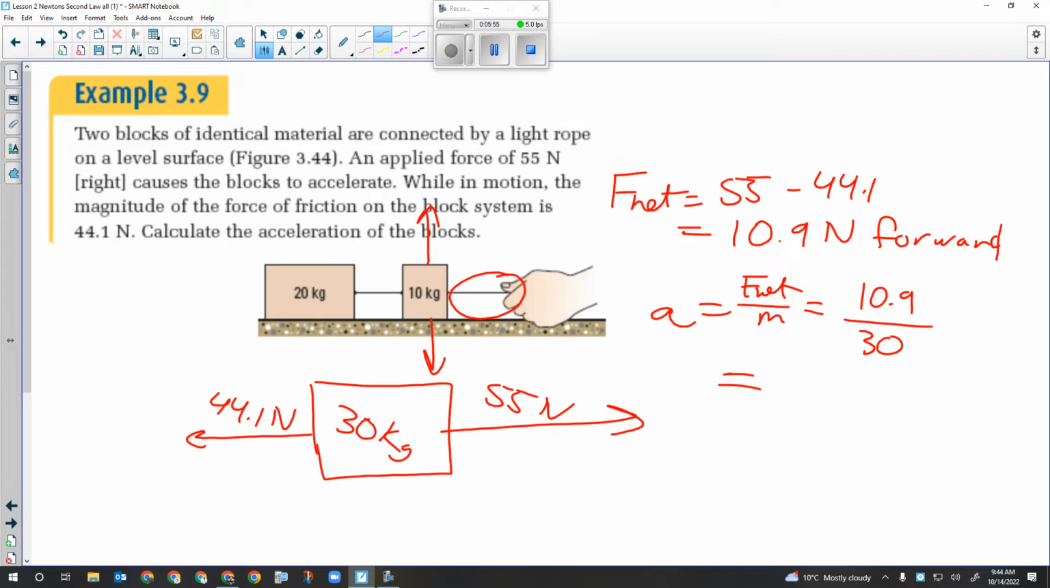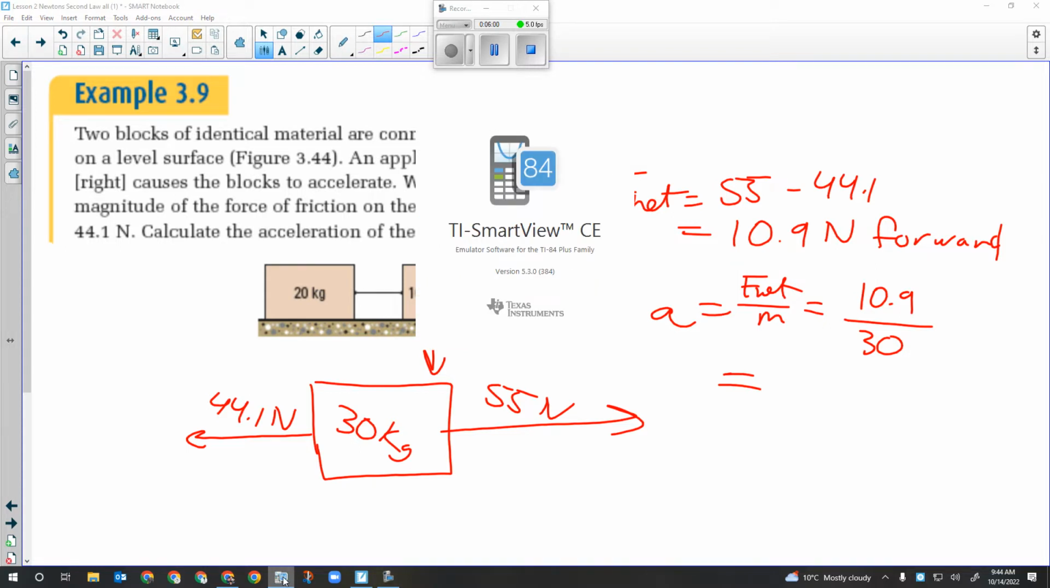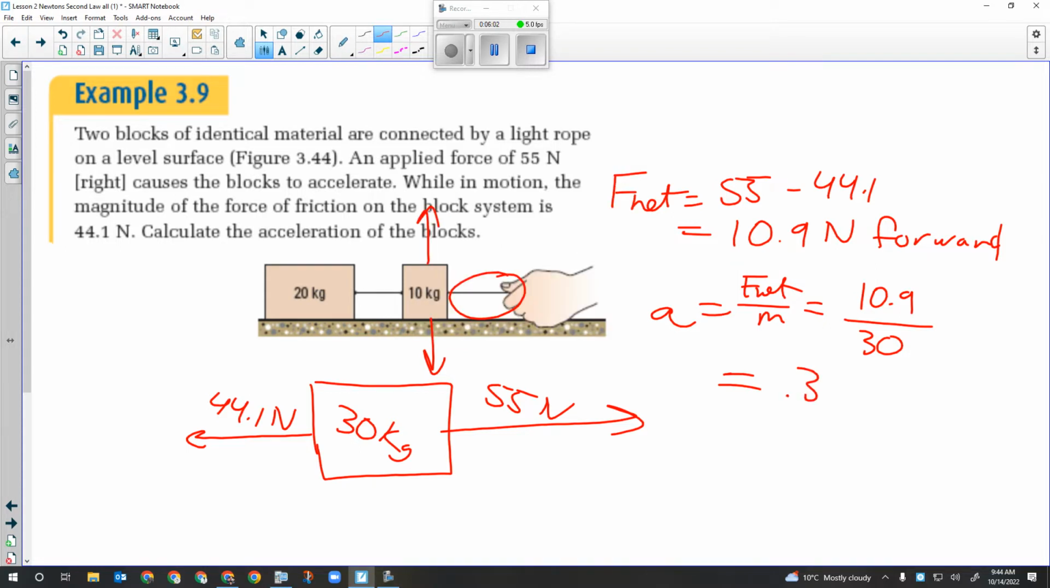What does that come out to, you guys? 10.9 over 30. It comes out to 0.34 meters squared. 0.36? Yeah, because we have two significant digits. So 0.36 meters per second squared forward.